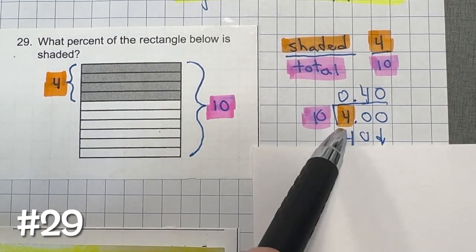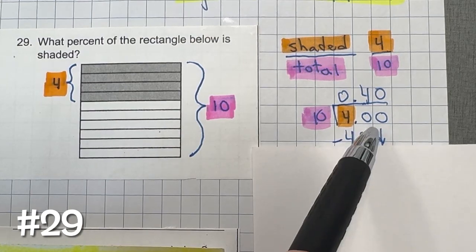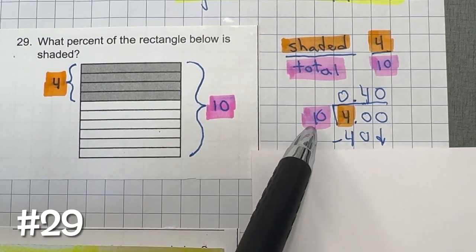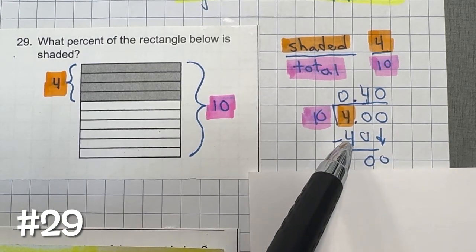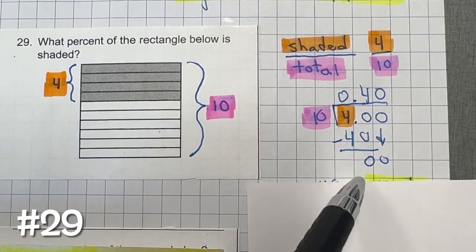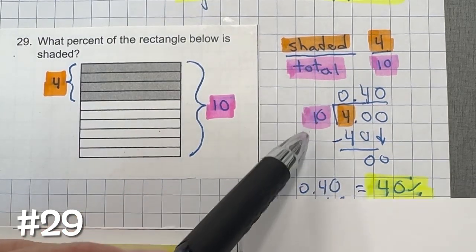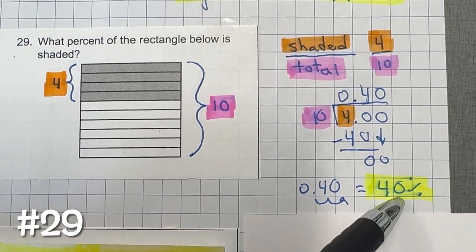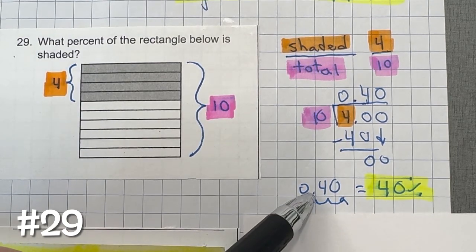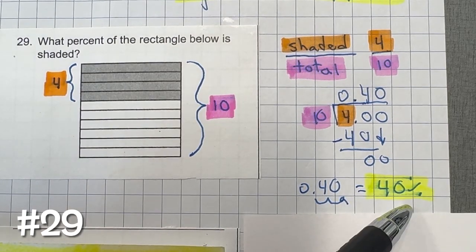And 10 goes into 4 0 times. So now we're going to put a decimal and a couple of placeholders. Bring the decimal up. 10 goes into 40 4 times. 4 times 10 is 40. Bring down the 0. 0 divided by 10 is 0. And so now we have it written as a decimal. And to write it as a percent, we need to multiply it by 100, which moves the decimal 2 places to the right, which gives us 40%.